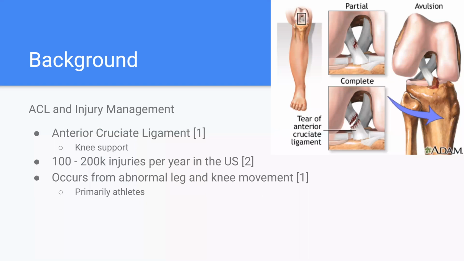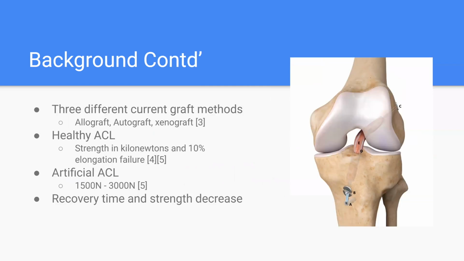So the ACL, or the anterior cruciate ligament, is the ligament that connects the tibia to the femur in the knee. The ACL provides knee support, and each year there are almost 100,000 to 200,000 injuries just in the US. Injuries to the ACL occur from abnormal leg and knee movements, such as random jumps, cuts, or abnormal stops.